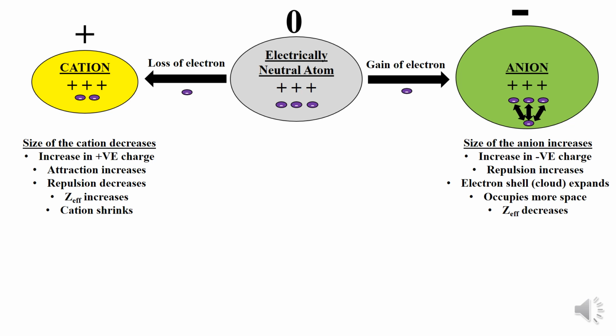So the size of the anion increases because of the increase in the negative charge. As a result of the increase in the negative charge, that is the arrival of a new electron, repulsion increases. The electron shell with a new electron leads to expansion. There is an expansion in the electron cloud. It occupies more space and the effective nuclear charge decreases because the repulsion takes over the attraction between the opposite charges.